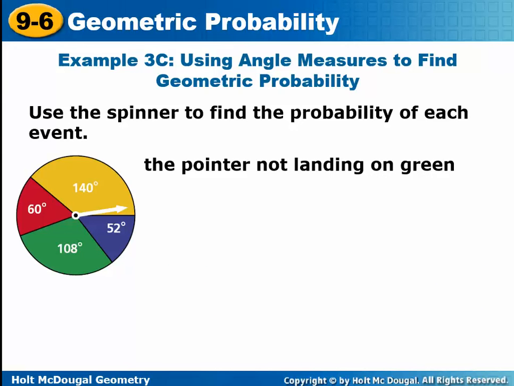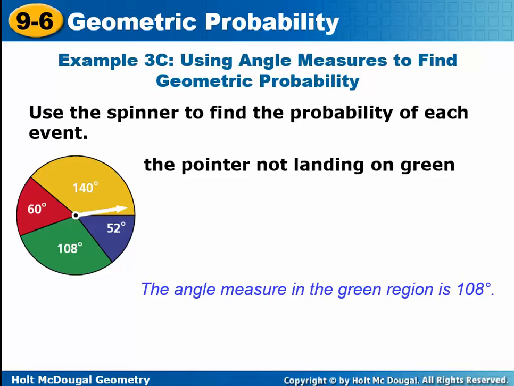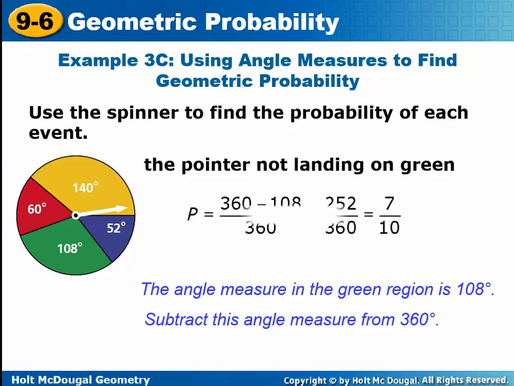This one says the probability of it not landing on green. It's easier to take 1 minus, or 360 over 360 minus the 108 over 360. So you would get 360 minus 108 is 252. That means all of these angle measures together equal 252. So 252 over 360, then of course simplify, you get 7/10.